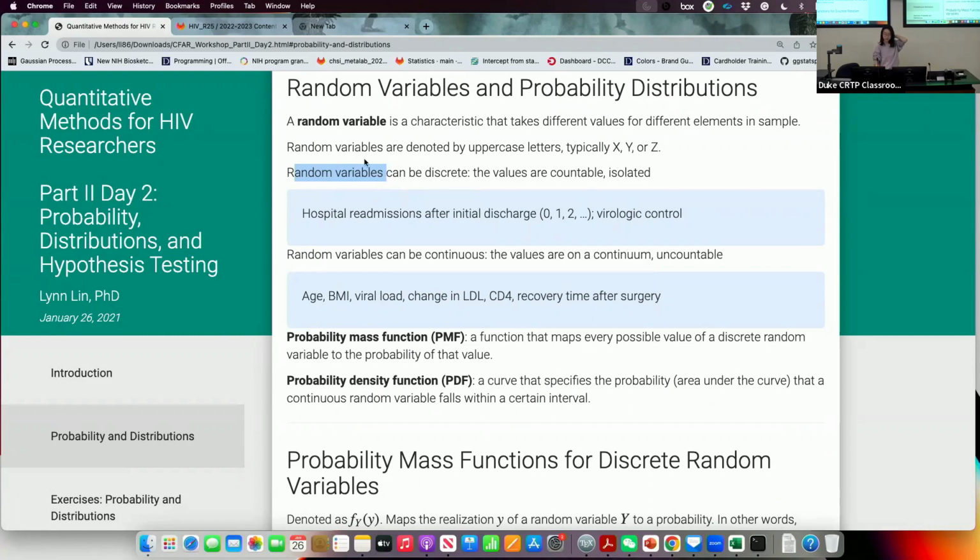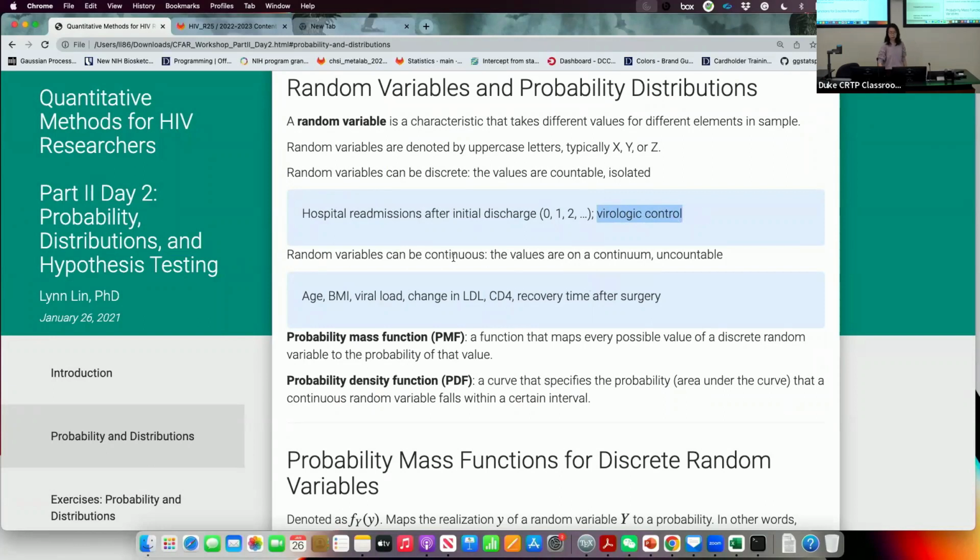So, for example, the random variables can be discrete, right? Within the discrete, it can be either binary or categorical, or ordinal. For example, the hospital readmissions after initial discharge: this is 0, 1, 2, 3, which is countable, right? The counts. And then the one we just talked about, virologic control, which is binary.